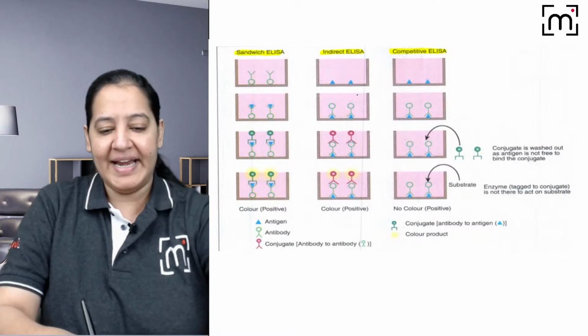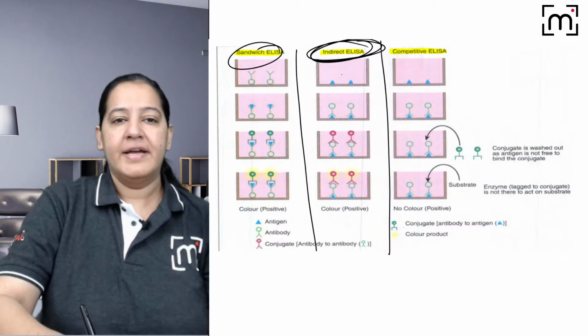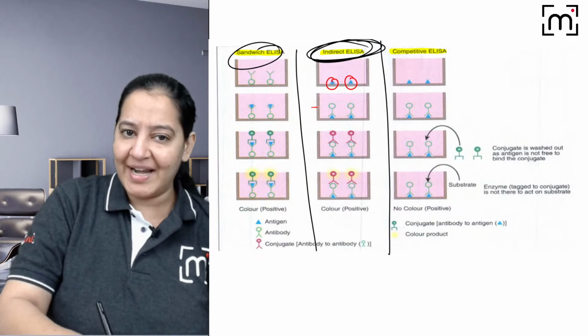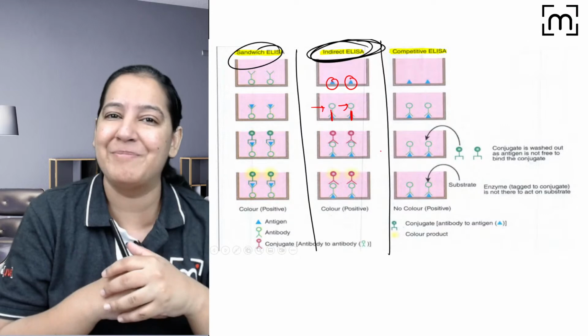So you can see the indirect ELISA. Let me divide it into three columns: 1, 2, 3. This one is sandwich, which we have already understood. Now see indirect, the second column. In step one, you are taking antigen, external antigen. In step two, you are adding the patient sample, so the antigen antibody reaction takes place. Here only positive samples are shown. Negative I am drawing separately for your understanding, but in the book only positive samples are shown to you.